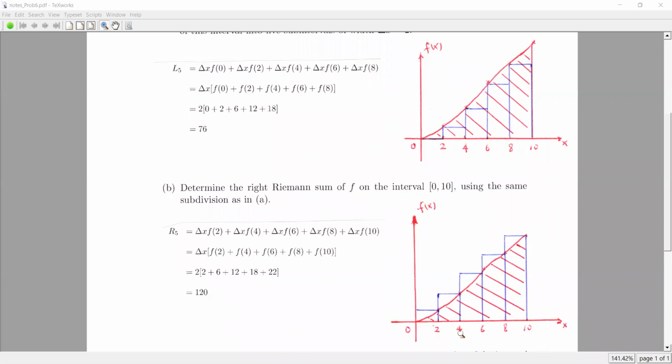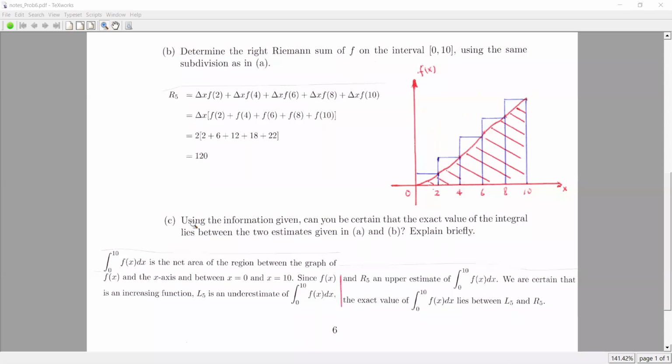From this diagram, the sum of the areas of these 5 rectangles is clearly greater than the exact area of the shaded region. Therefore, 120 is an overestimate of the integral from 0 to 10.